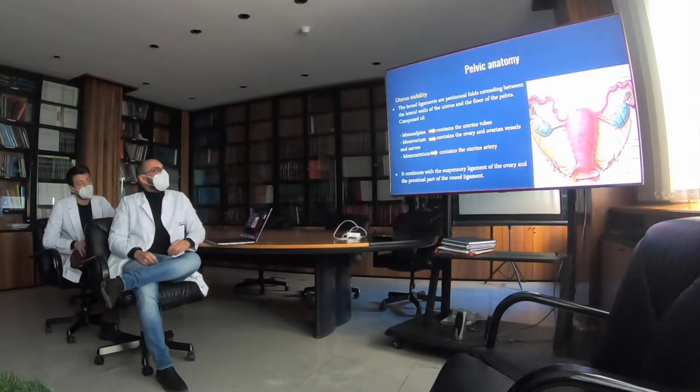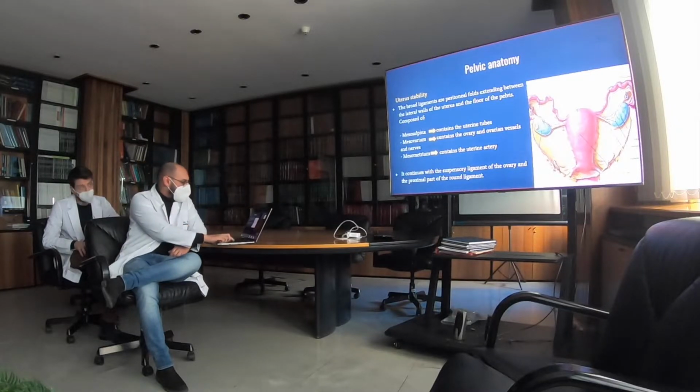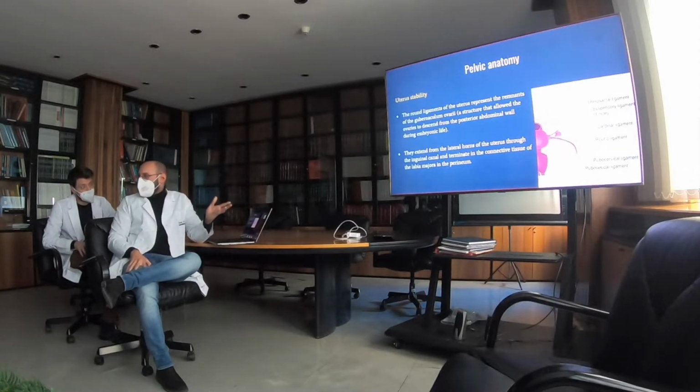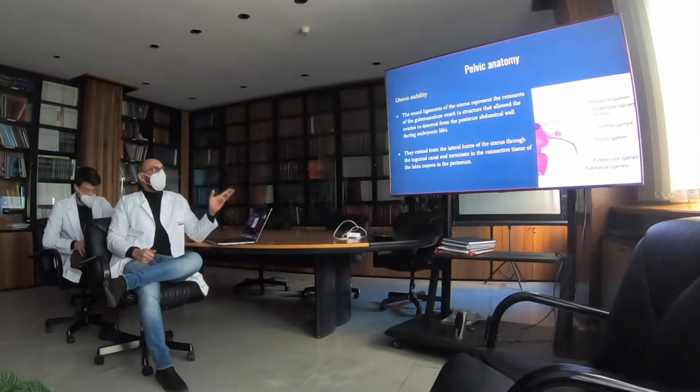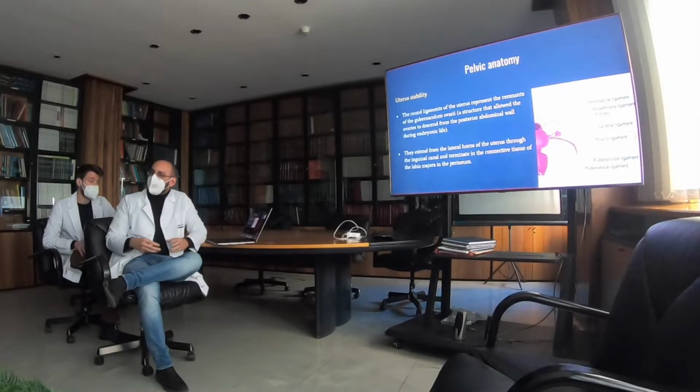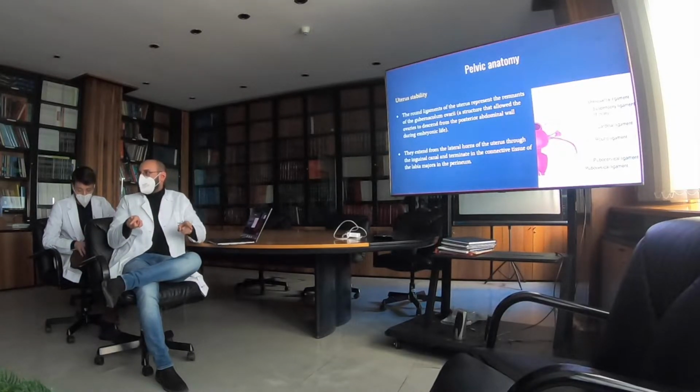We know that the broad ligaments continue upward with the round ligaments and the suspensory ligaments of the ovary. Now we talk about the round ligaments, which are a residue of the gubernaculum ovari, a structure that during embryonic life carried the ovaries from the posterior abdominal wall to their current location. We know that the round ligaments extend from the uterine horn through the inguinal canal, terminating in the connective tissue of the perineum near the labia majora.